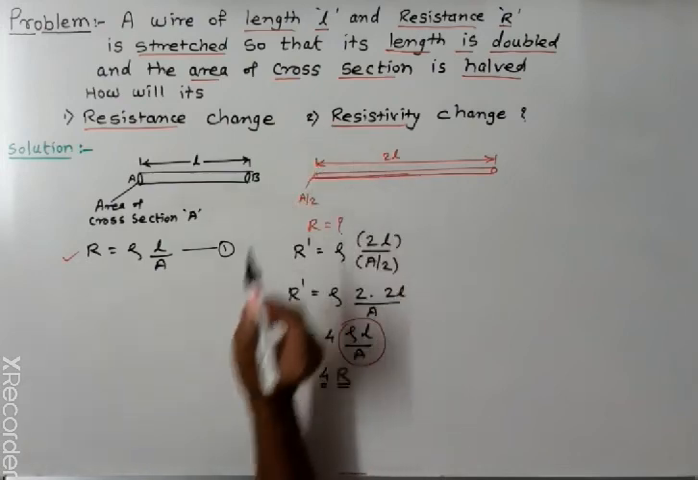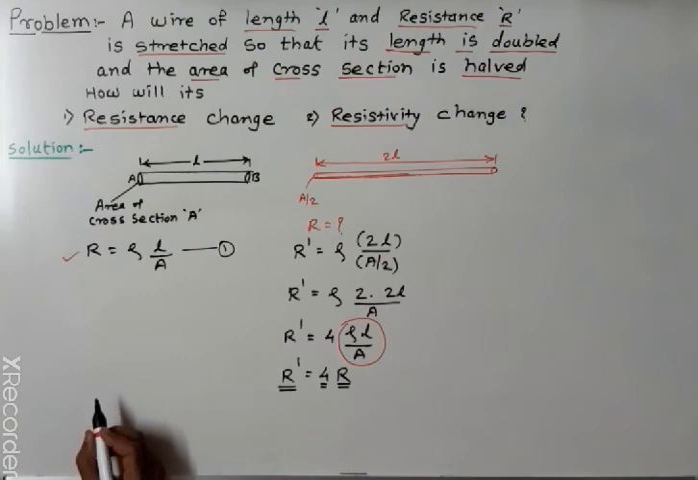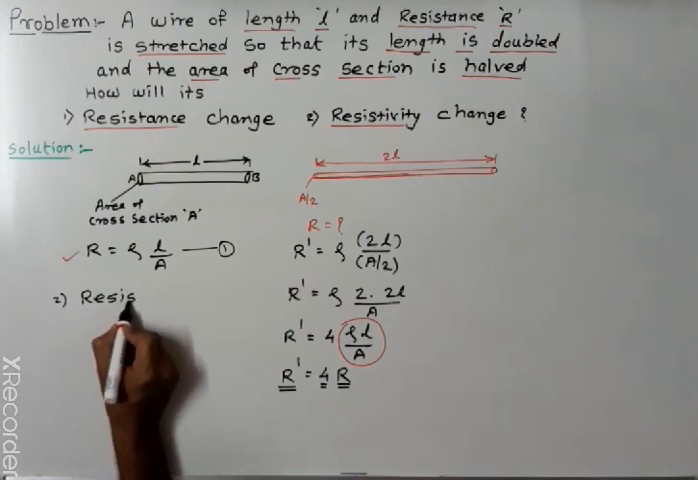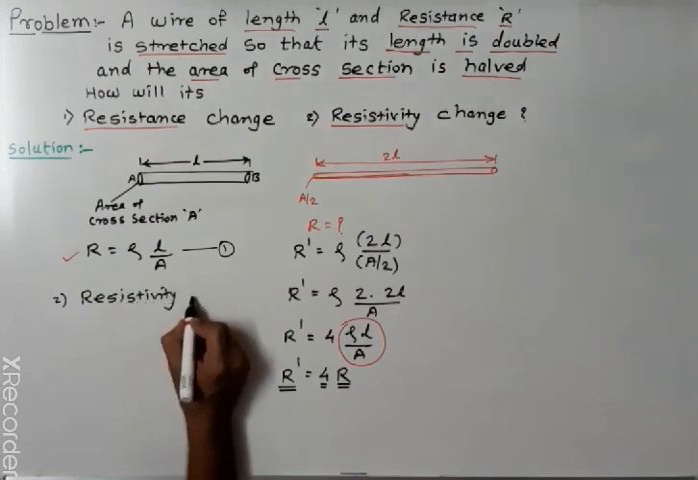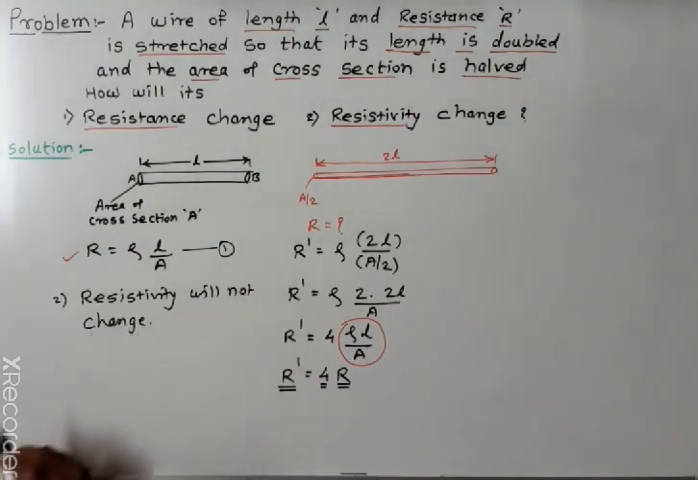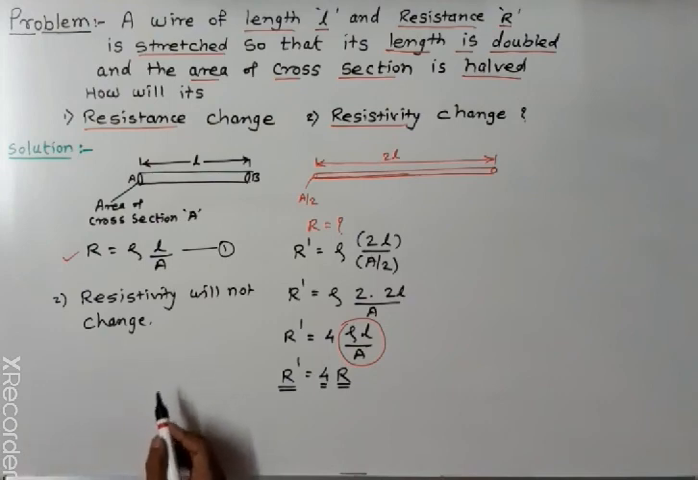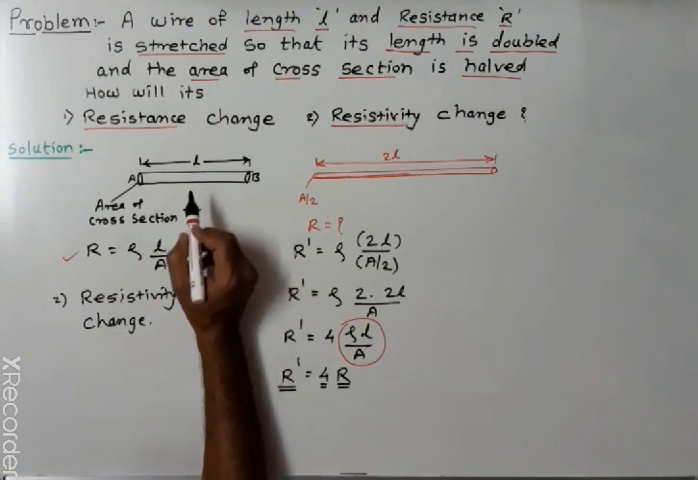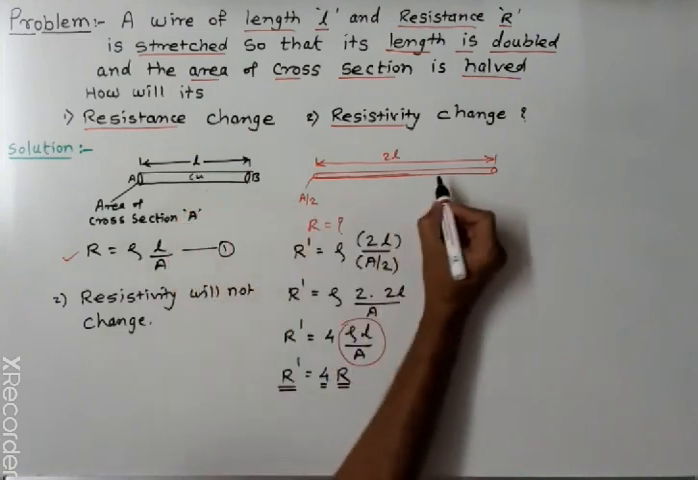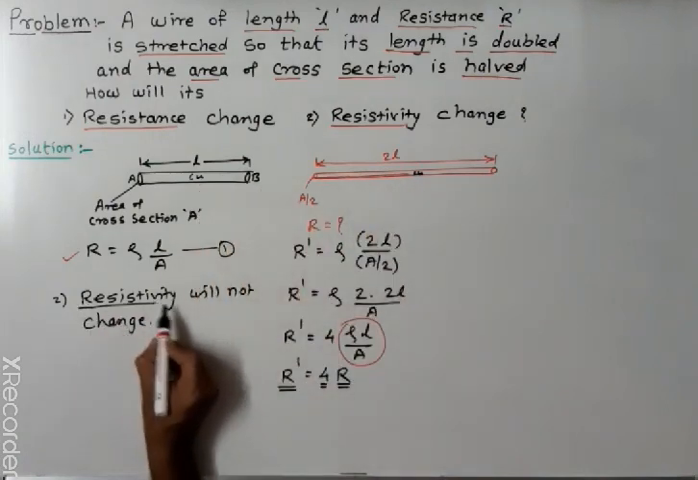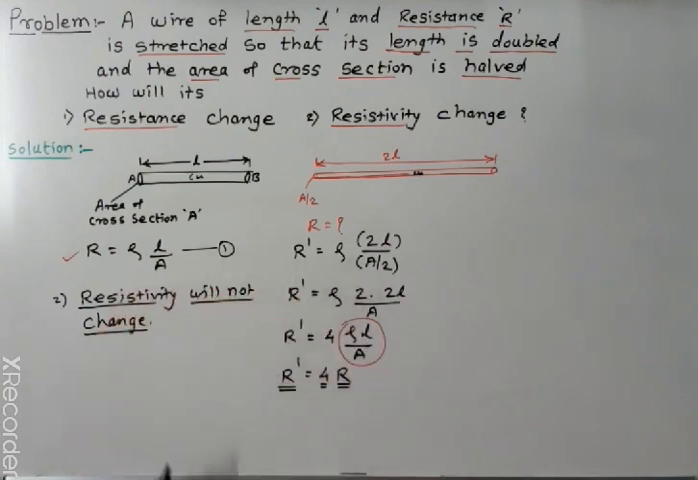Now the second thing: what is the resistivity change? The resistivity will not change. Why? Just now I told you that the resistivity is independent of the length and area of cross section, but it depends on the material of the wire. Therefore, since you are using the same material, suppose copper, the same wire you are using here, the material is not changed, so the resistivity will not change. So this is the solution of this problem.